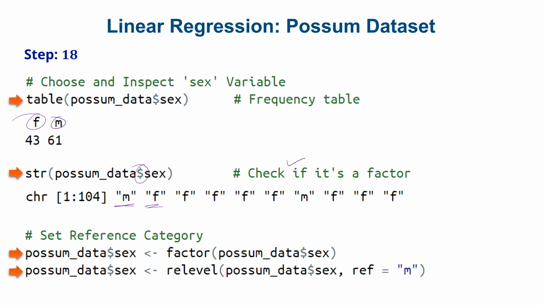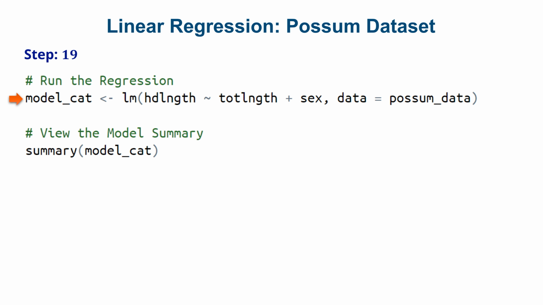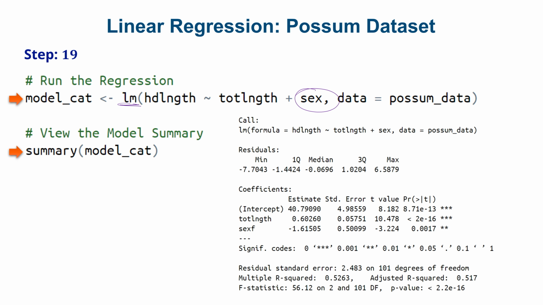Using functions like factor and relevel, we explicitly set M for male as the reference group so we can interpret female effects relative to males. Let's now run our regression model, where the only new part is the inclusion of the categorical variable sex. Here is the output of the model summary. Let's focus on the relevant part of the model output.